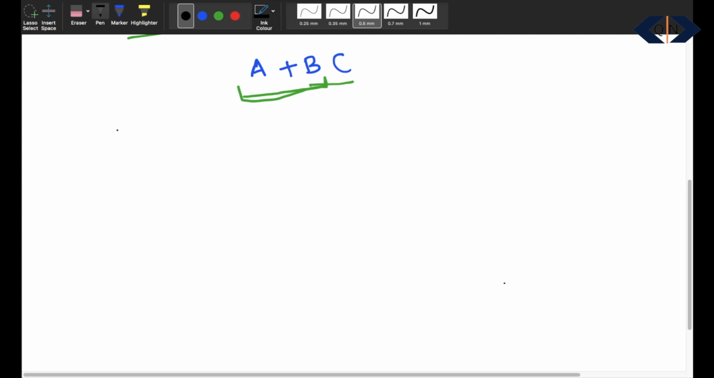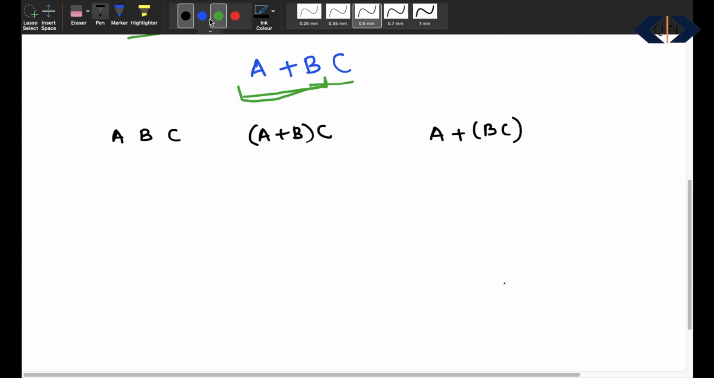Suppose we have three inputs A, B and C, and we perform the OR operation first and then proceed with AND, or we perform the AND operation first and then OR. So let's see.